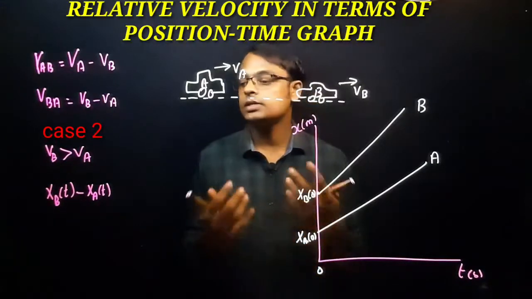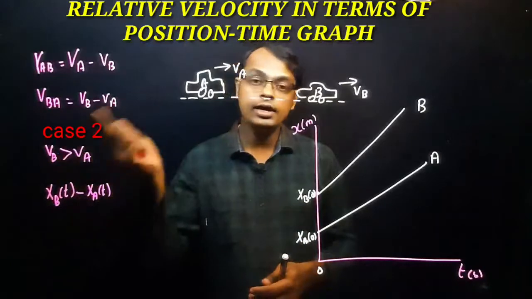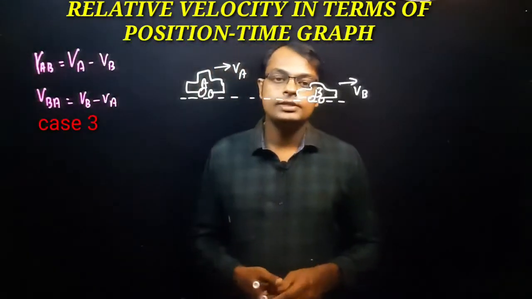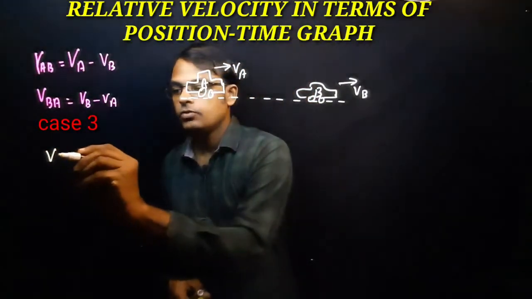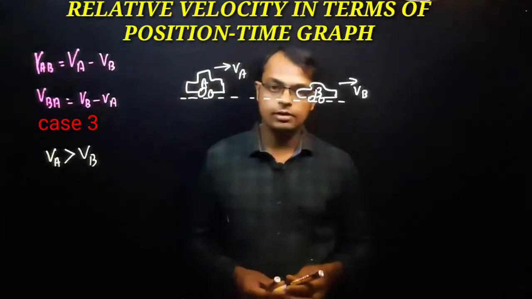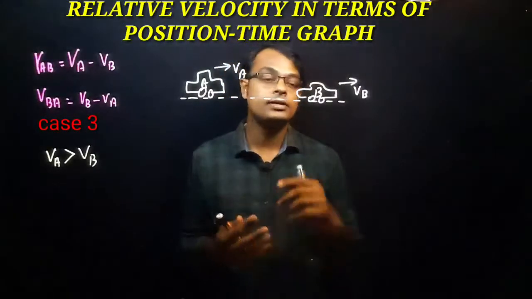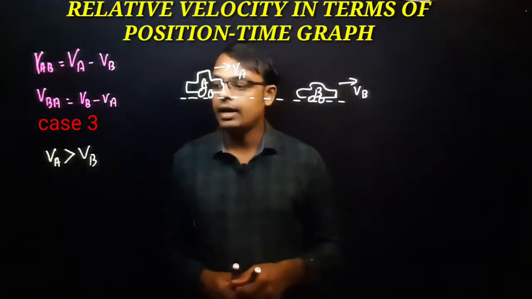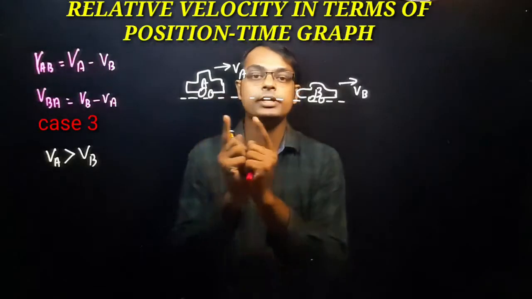Now let's discuss the third case. Imagine the third case, VA greater than VB. That's what we are going to discuss now. What is the third case? That is VA is greater than VB. That means the velocity of car A is greater than the velocity of car B. So what will happen when the speed of car A is more?